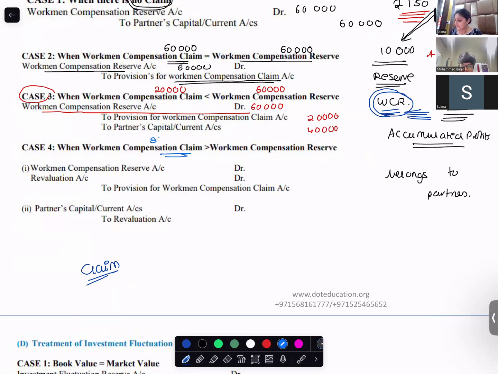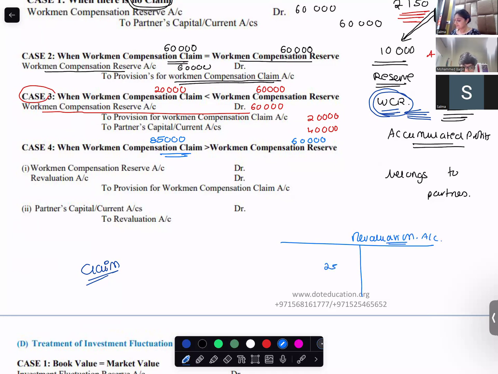Claim is 85,000. Reserve is 60,000. Will anything go to the partner? No, ma'am. The claim is more, right? That means your loss is more. Loss is more, that means it's a good thing or a bad thing? Bad thing. Bad things appear where? In the debit side, of which account? Revaluation account.